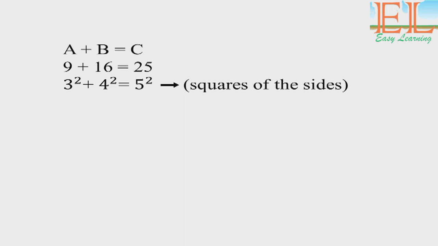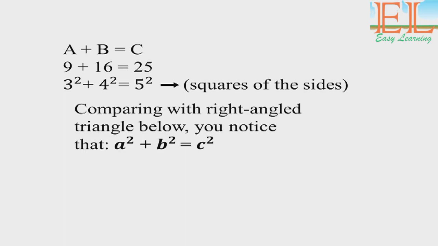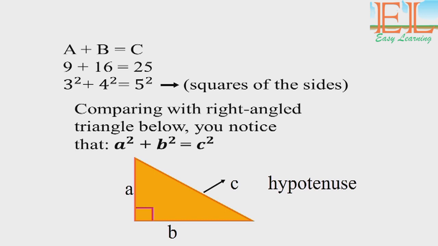Compare it with what we have here. We are having this as 9 plus 16 equal to 25. Each of them is a perfect square number. So 9 will be 3 squared, 16 will be 4 squared, and 25 will be 5 squared. The 3, 4, 5 are the initial sizes of the right angle triangle we started with. Comparing with the right angle triangle below, you notice that the side A squared plus B squared is equal to C squared, which is the hypotenuse.